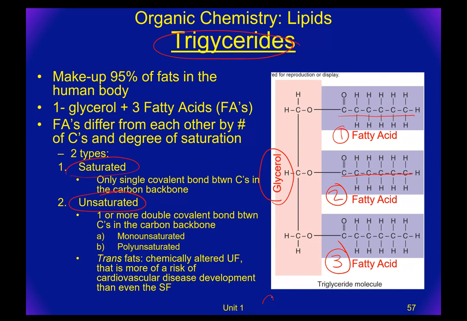Unsaturated means somewhere in that chain, you will have a double bond. So here's 1 carbon, here's another carbon, but there's a double bond here, meaning instead of having 4 partners, they will have 3.